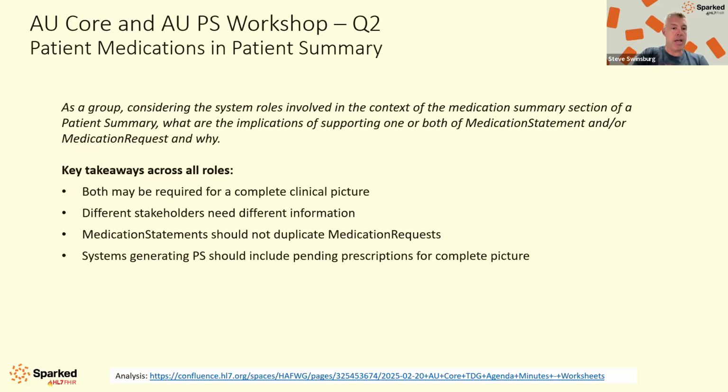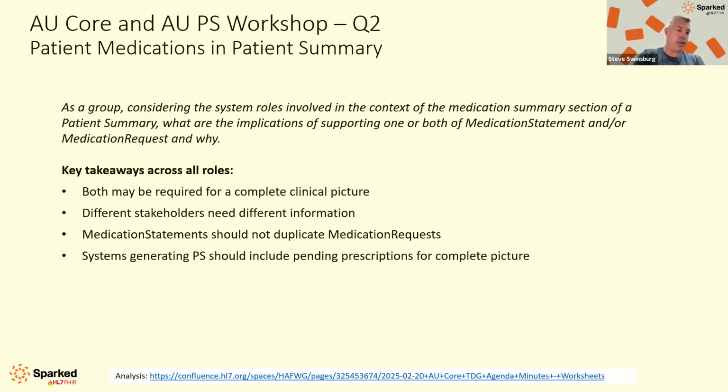Ensuring completeness was another key theme. So systems generating the patient summary should really be including pending prescriptions to prevent any sort of missing data, and avoiding duplication. So medication statements should not straight up duplicate medication requests, but they should be linked. So that was one of the feedback items that we got. The other pieces of information that we got around historical data. So past medications should be available for pharmacovigilance, for audits, and also patient history tracking.